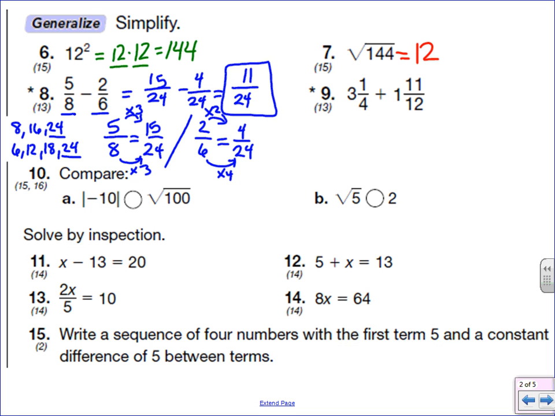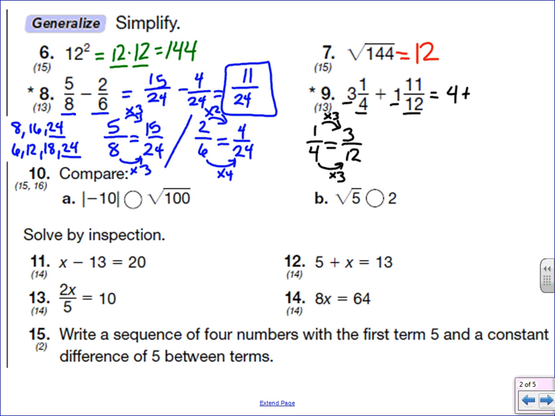Number 9, I have mixed numbers, so the first thing I'm going to do is add my whole numbers. So I have 3 plus 1 is 4. Then I'm going to deal with the fractions. I see 4 and 12. I need a common denominator to add fractions. And looking at 4, I know that 4 is a factor of 12, so I can make an equivalent fraction of 1/4 and have something over 12. And to get from 4 to 12, I multiply by 3. 1 times 3 is 3. So 3/12 is the same thing as 1/4.